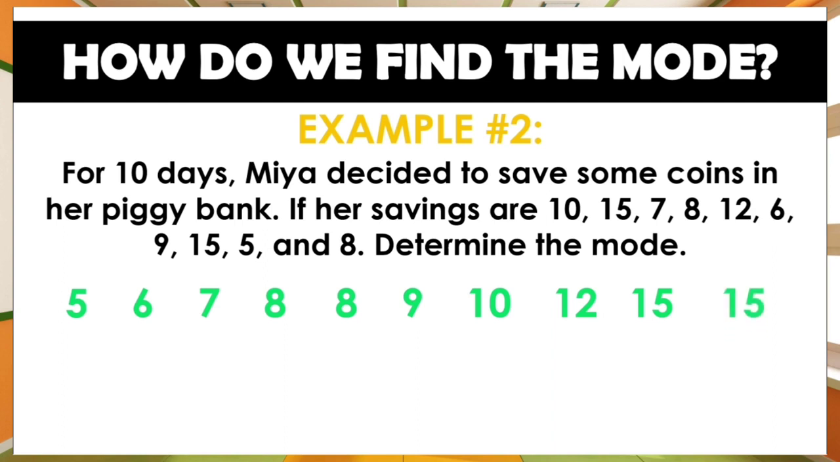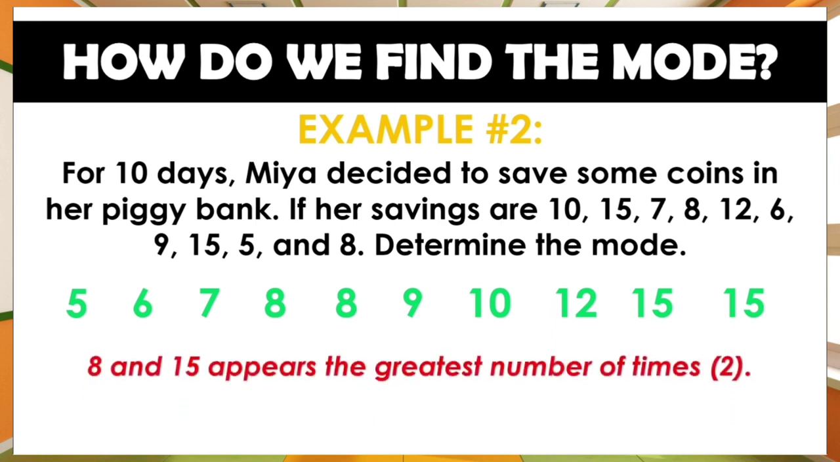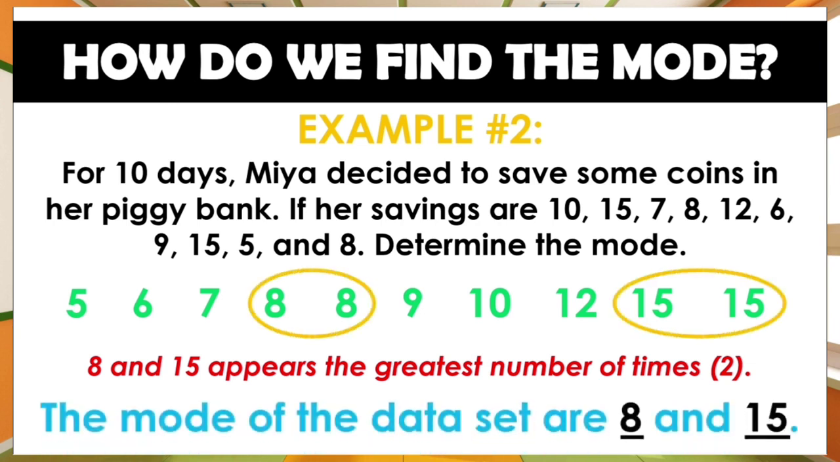By inspection, it is very clear that 8 and 15 both equally appear 2 times compared to the rest of the values which appear only once. Therefore, the mode of the given dataset are 8 and 15. And yes, it is possible to have more than one mode.